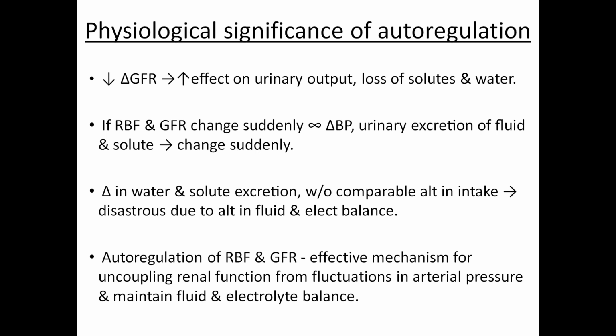So for this reason, autoregulation of RBF and GFR is a very effective mechanism for uncoupling renal function from fluctuations of arterial pressure and to maintain fluid and electrolyte balance. So no matter what arterial blood pressure changes are happening in the body, the kidney is able to preserve its basic regulation of RBF and GFR.